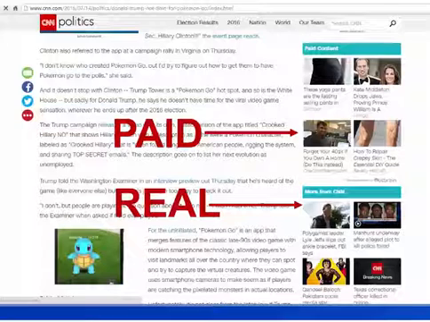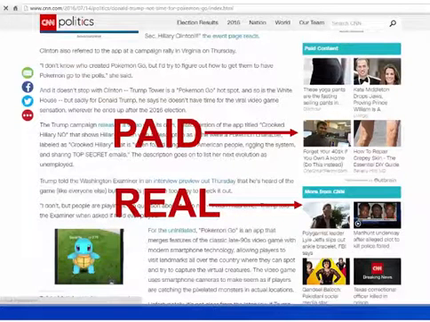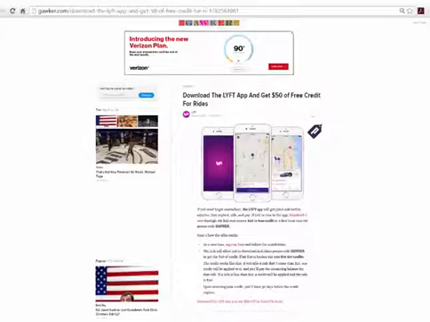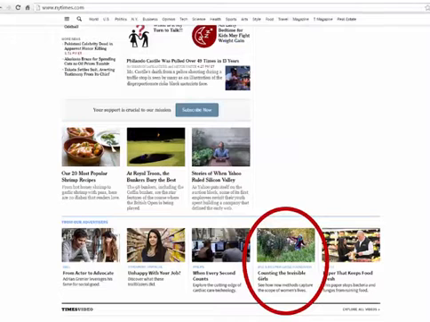Some native ads blend in more than others. Here's an article about Pokemon on CNN, and you can see some native ads here on the side that are formatted exactly the same as CNN's real news articles. The only difference is it says paid content above these ones. Some native ads, like this one on Gawker, are made to look like an article on its own. Others are even sneakier, like these ones on the New York Times.